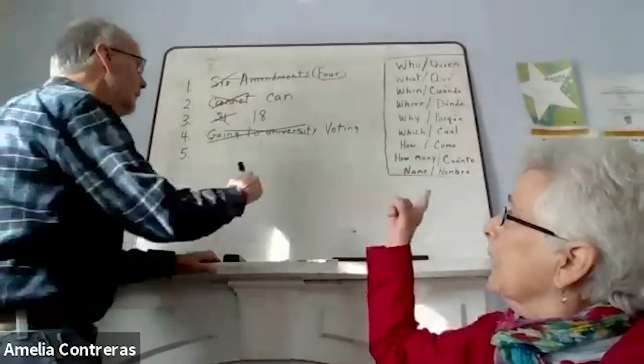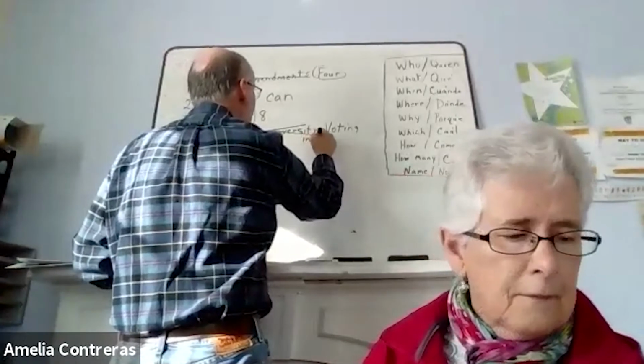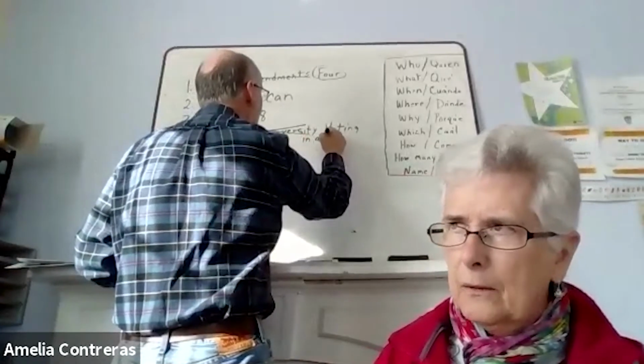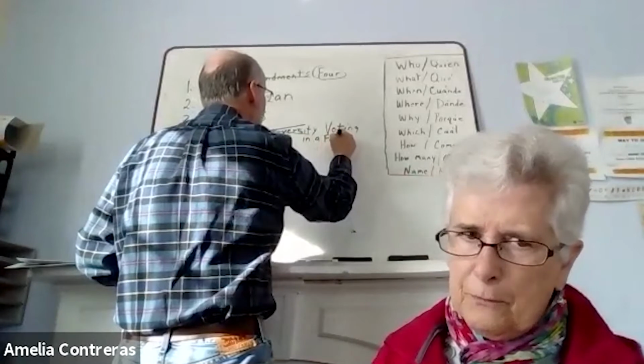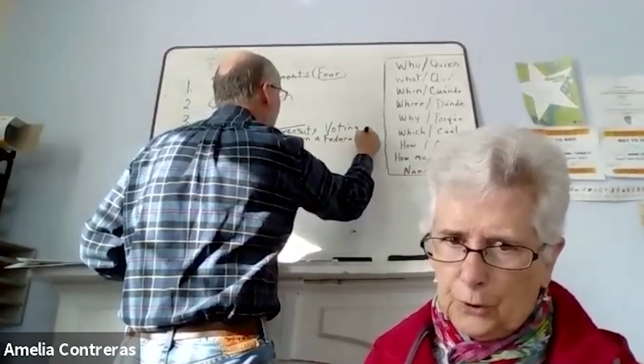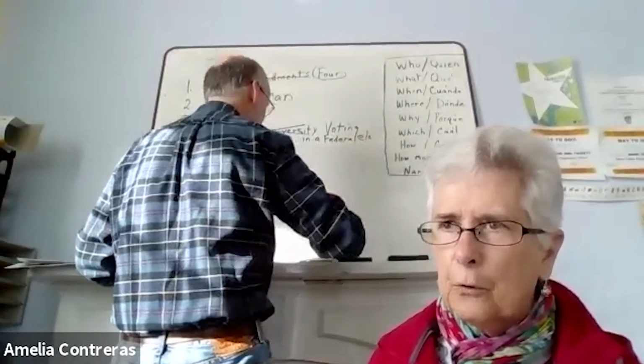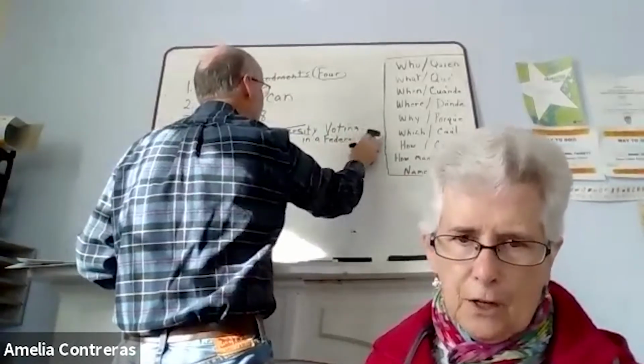Voting in a federal election. Federal means that something is going to be for the whole country. Like this Tuesday, we're going to have the presidential election. Okay, that's a federal election. We're voting for a representative to Congress. That's federal.